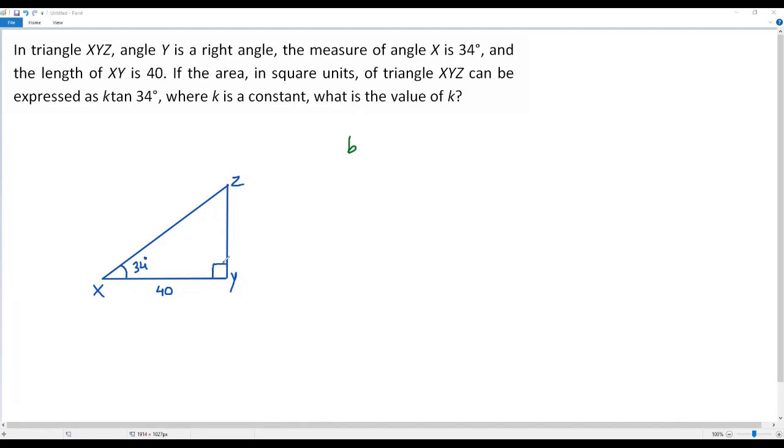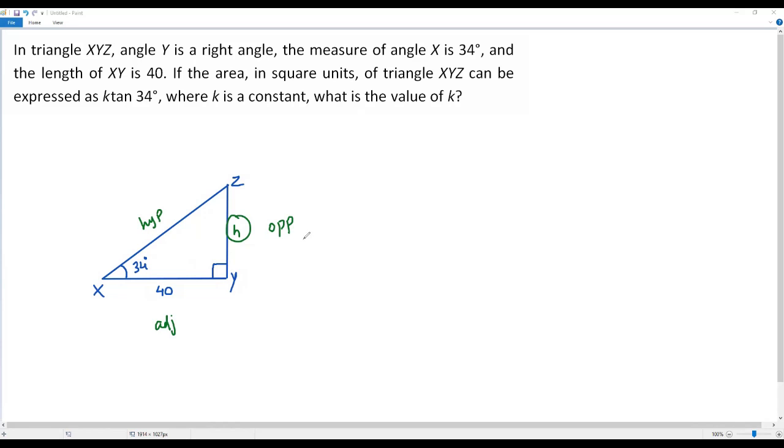Now let me assume the lowercase h as the length of this leg YZ, that is the height of the triangle. Let's consider the interior angle measure 34 degrees over here. Considering this interior angle, we can consider this side YZ as the opposite side. This side XZ is opposite to the right angle, so this side is the hypotenuse of the triangle. The third side over here is the adjacent side. Here we know the length of the adjacent side and we have to find the length of the opposite side, that is h.